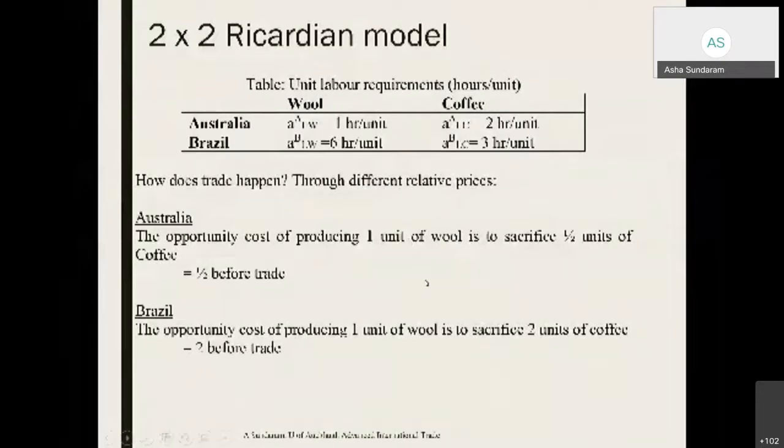Okay. So what we're going to do is we are going to look at the opportunity costs of producing both of these goods in these two countries, Brazil and Australia. That will give us a sense of what the autarky prices are going to be in the two countries.